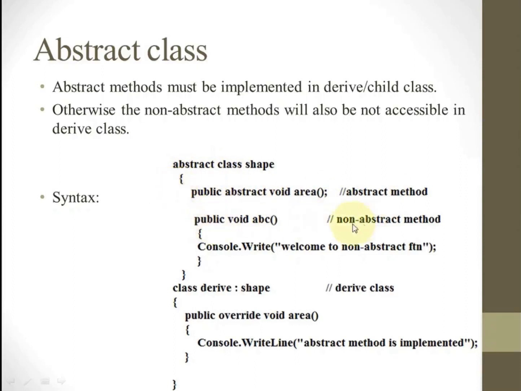The second one is a non-abstract method, which has a simple access specifier, return type, and a simple name of the function, and it has a body. So this is an abstract method and this is a non-abstract method. And how to use the abstract class and how to implement the abstract method? You must have a derived class. With the help of a derived class you can implement the abstract methods.